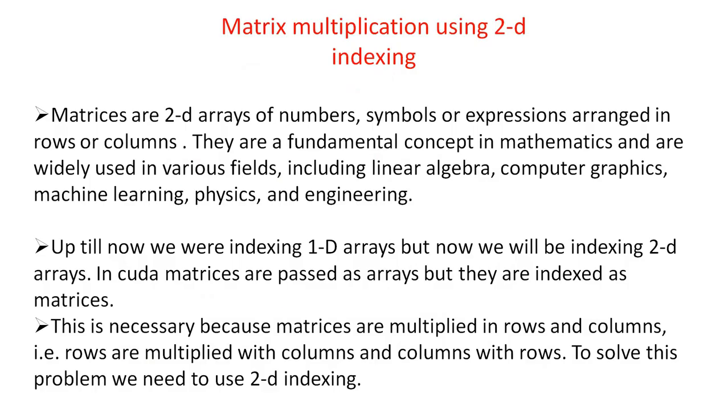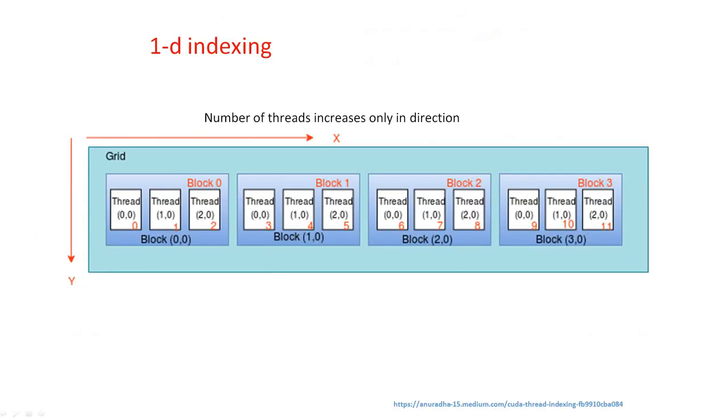As you can see on the screen, matrices are 2D arrays of numbers or symbols or expressions arranged in rows and columns. We know that, and these are very much used in every field of physics and engineering. Up till now we were indexing 1D arrays, but now we will be indexing 2D arrays. In CUDA, matrices are passed as arrays, but they are indexed as matrices. We know that in matrices rows are multiplied by columns, so accordingly we have to do 2D indexing.